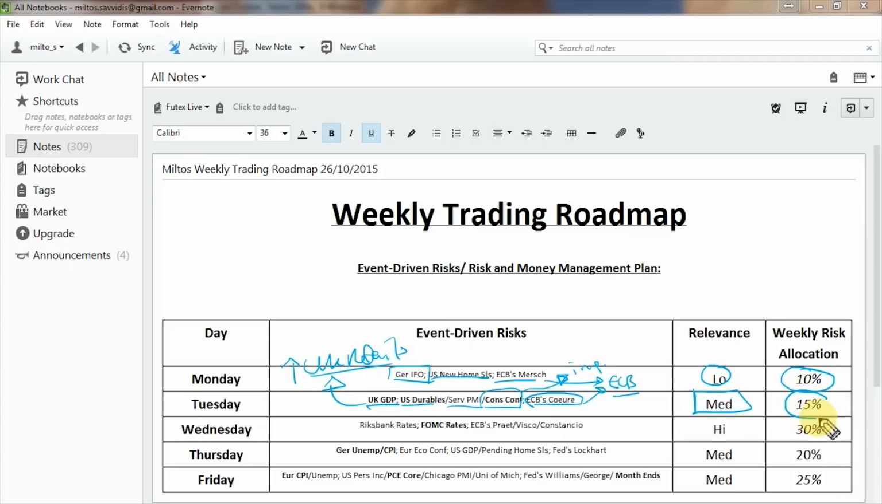I've given myself 15% risk allocation, but really what I'm looking at this week is Wednesday, and everyone should be preparing very well for this Wednesday, because we've got the Riksbank rates, which is something possibly some traders are looking at. I don't particularly look at it, but do bear it in mind. But FOMC rates is really where everyone's going to be paying attention to.